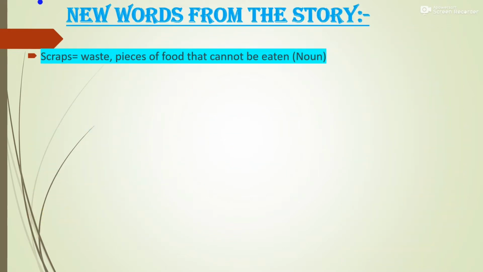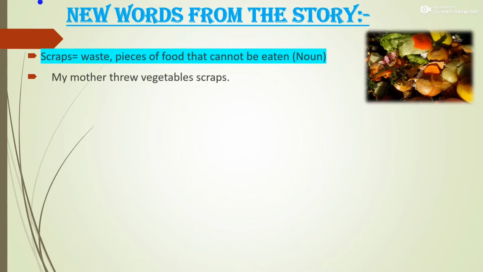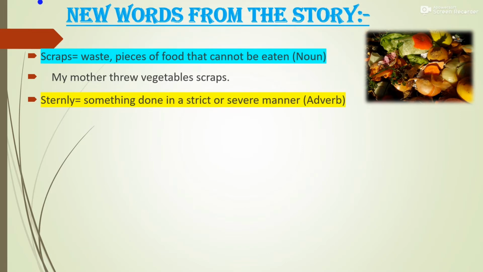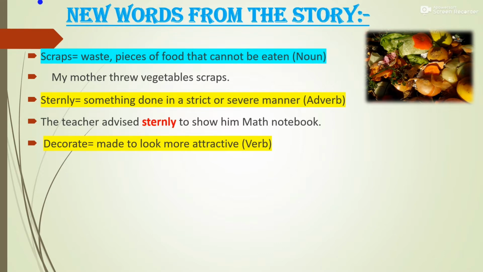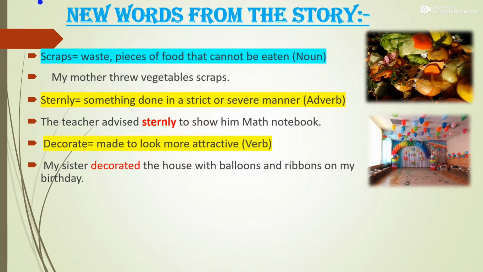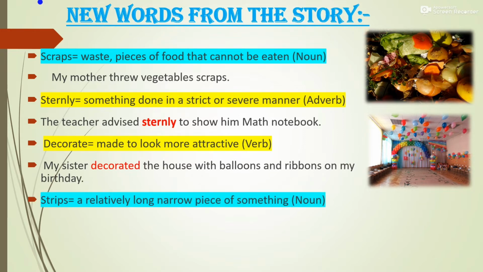Next, scraps. It means waste, pieces of food that cannot be eaten. It's a noun. My mother threw vegetable scraps. Sternly means something done in a strict or severe manner. It is an adverb. The teacher advised sternly to show him math notebook. Decorate means made to look more attractive. It is a verb. Sentence, my sister decorated the house with balloons and ribbons on my birthday.